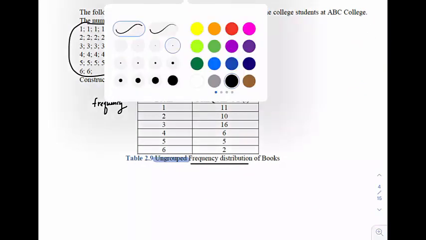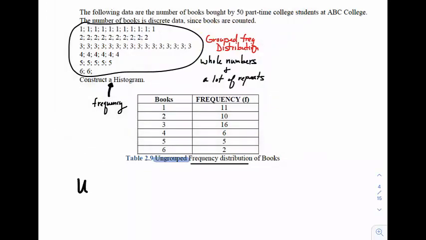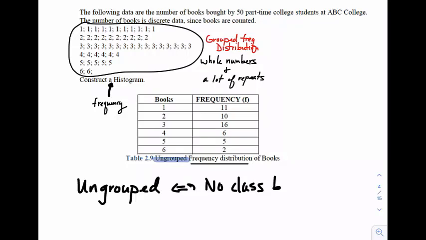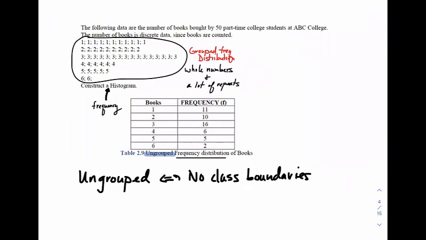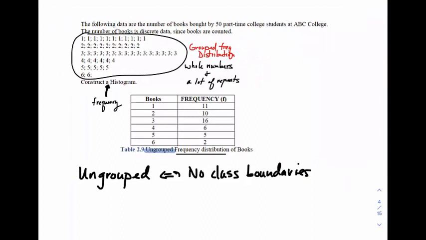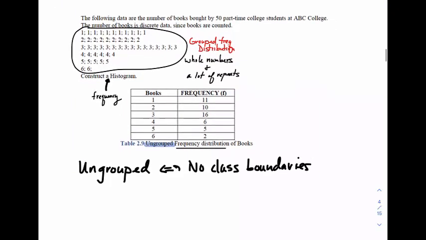So in the situation here, we want to make the distinction that ungrouped implies, or vice versa, no boundaries. So we have no class boundaries. Class boundaries only make sense when you have groups for each class. We don't have that, so we won't go through all that mess. Therefore, in that respect, we can go ahead and get started by producing the histogram.